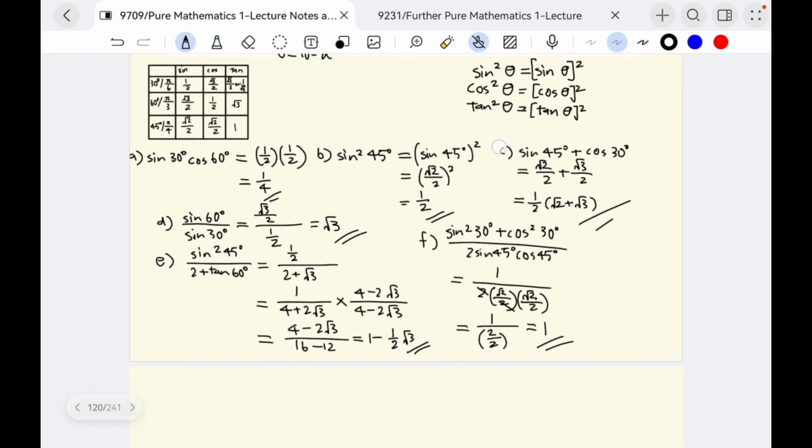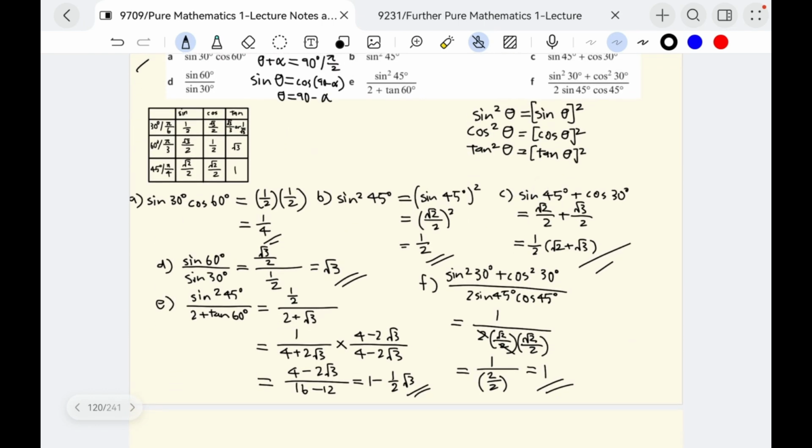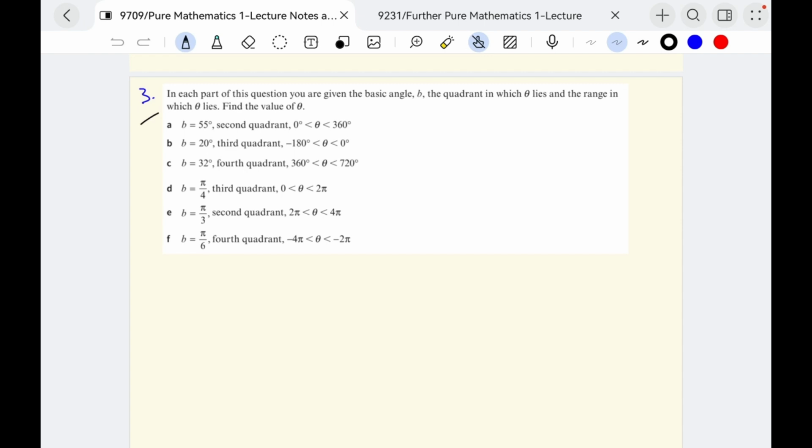So yeah, that's the end of the questions so far. So let's move on to the next question, which is question 3. It is from the course book.